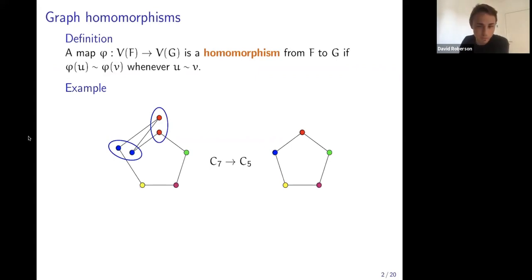So here's an example of a homomorphism from the 7-cycle to the 5-cycle. I am essentially taking this path of length 3 in the 7-cycle and folding it up into just a single edge over here.